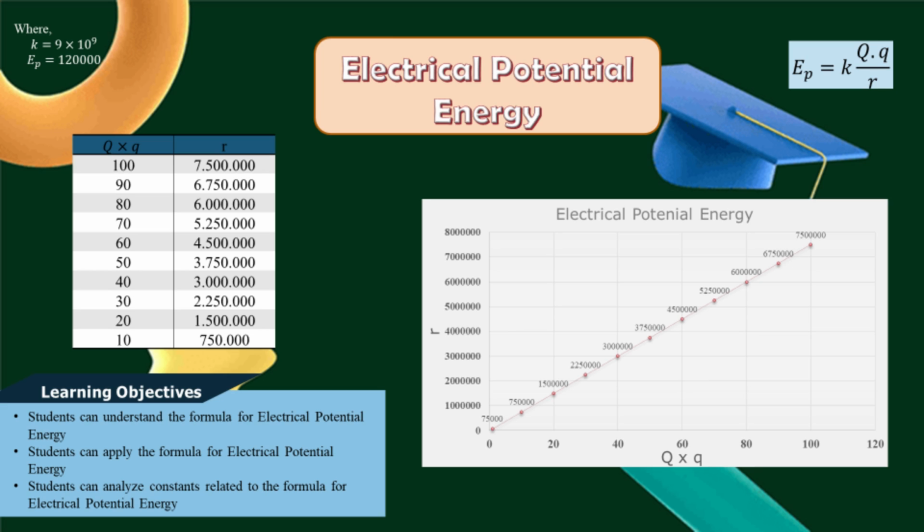If we have the big Q times small q is equal to 20, we have the R is equal to 1,500,000. If we have the big Q times small q is equal to 10, we have the R is equal to 750,000. Look at the graph. From the graph of energy potential and big Q times small q, we can see that the graph line is a sloping linear line, with the value increasing gradually as the range increases.